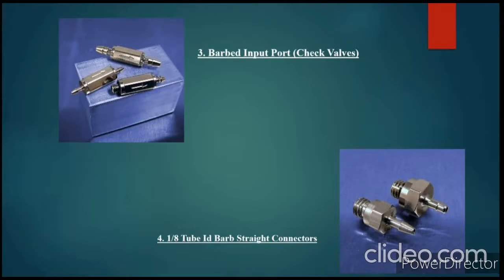Third, barbed input port, also known as check valves. It is used for pneumatic circuits which require free flow in one direction and no flow in the opposite direction. Fourth, 1/8 tube ID barb straight connectors. It is a connector which consists of a sharp single barb designed for tighter tubing grip and seal than standard multiple barbs, and this is used with polythene tubing.